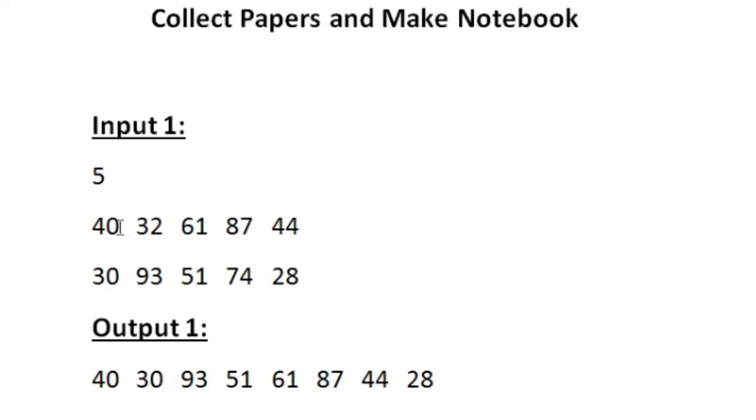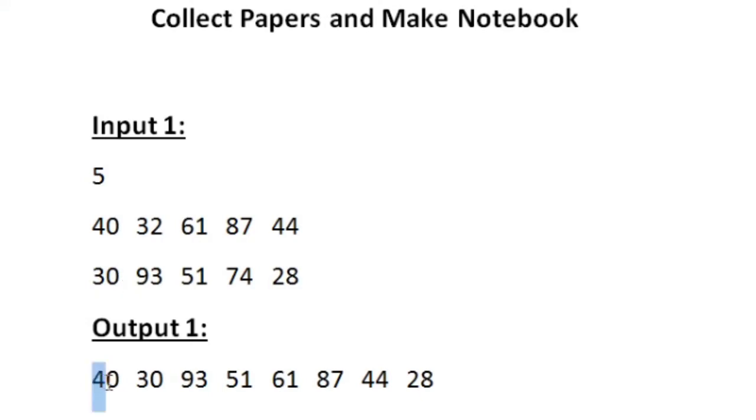There are also certain conditions given. The boy always starts taking from the first box, first row. So this 40, he always uses the papers from this 40, and he takes papers from the second box at the same position if the values both are either odd or either even. So here 40, 30 both are even. So if he takes papers from this box, he will also take papers from this box. So after 40 he will take this 30 pages to his notebook.